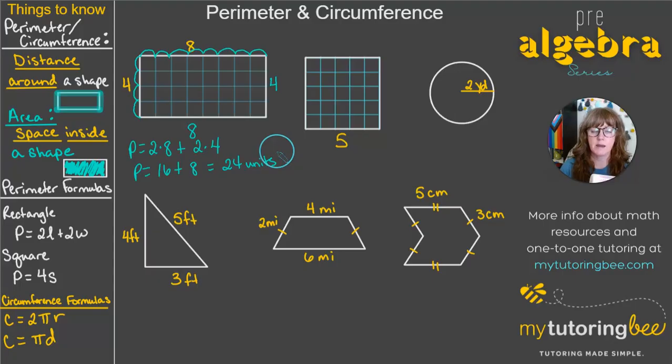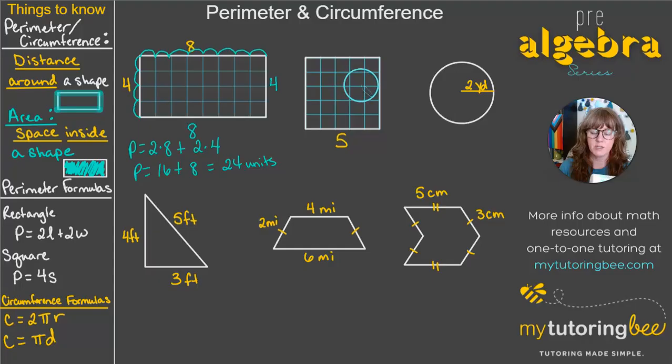Notice that I'm not adding a square or a cubed symbol here because we are measuring linear measurement. We are just measuring these lines that are outside of the rectangle. So we're not measuring how many squares it takes for the area, and we are not measuring how many cubes it would take for a 3D figure.